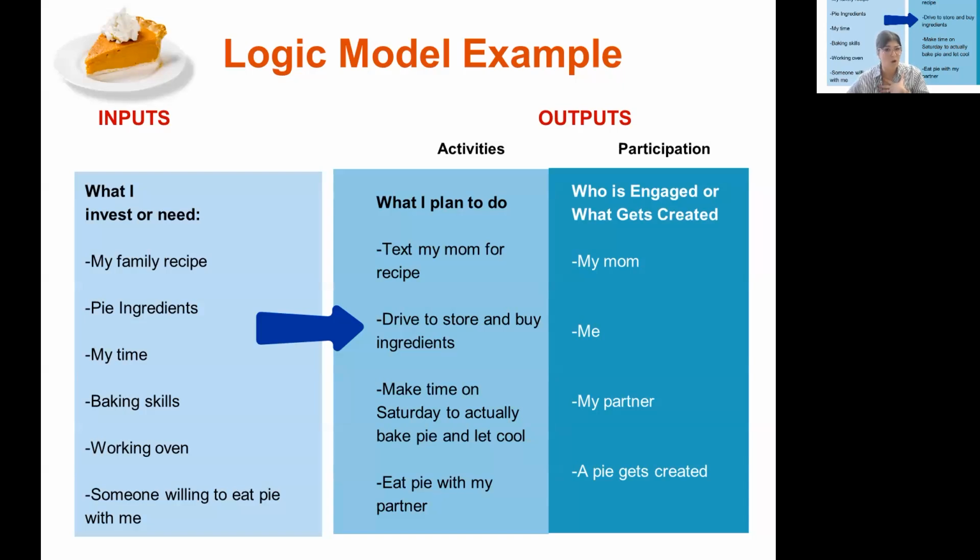And then from there, I can walk backwards to say, what is it I need to do those activities and achieve that participation, right? So I need that family recipe for my pie, because like I said, my mom's recipe is my favorite pumpkin pie recipe. I need pie ingredients. I need my time. I need some level of baking skill because baking a pie is not always super easy. I need a working oven, and I need someone willing to eat that pie with me, right?